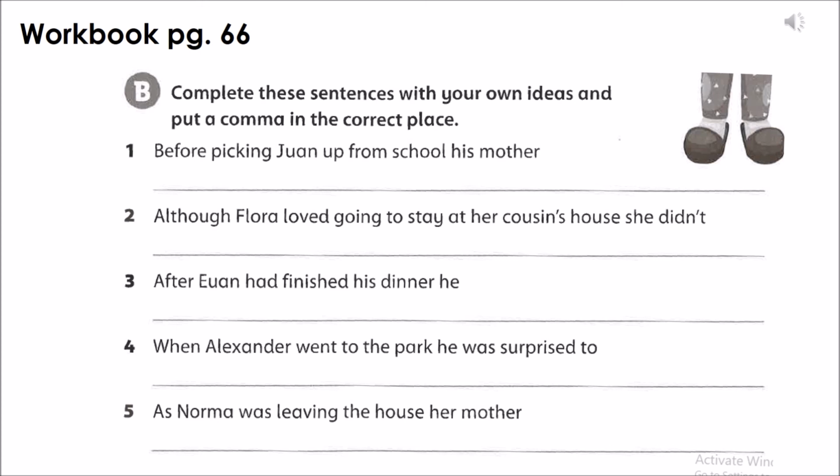Let's do one example together. Number 1, before picking Juan up from school, his mother. What could his mother have done before picking him up from school? Let's say, before picking Juan up from school, his mother went to the shops. Next, we have to put the comma in the correct place. Let's find the subordinate clause. Before picking Juan up from school, comma, his mother went to the shops. We can see this because his mother went to the shops is a complete sentence. It's the main clause. And before picking Juan up from school is the extra information.